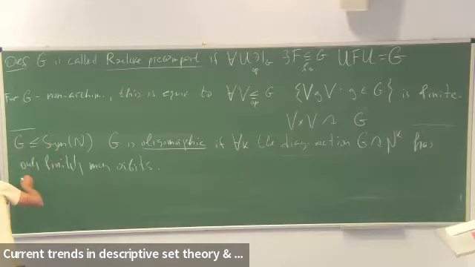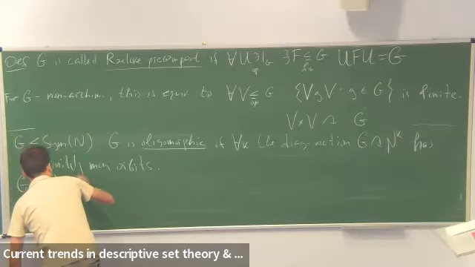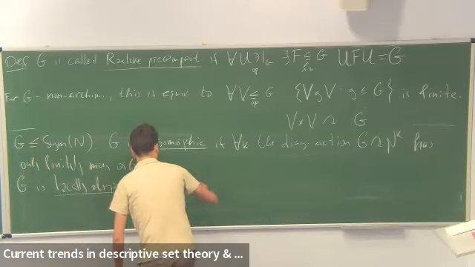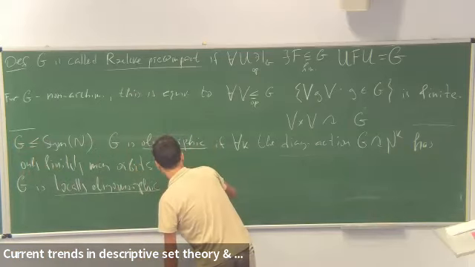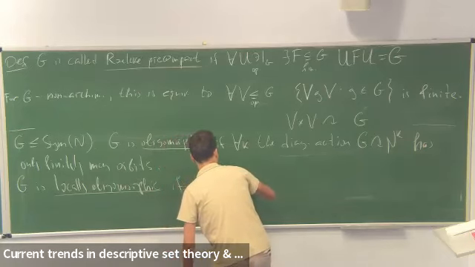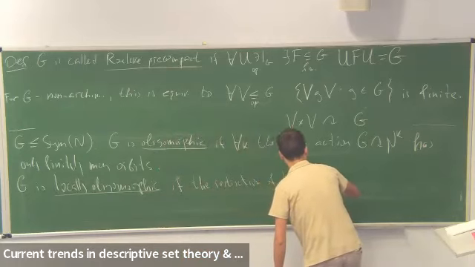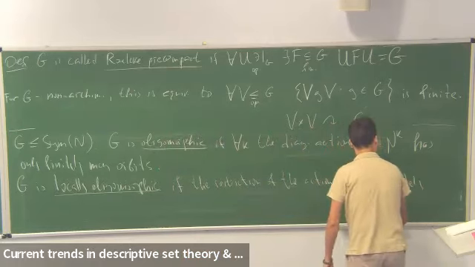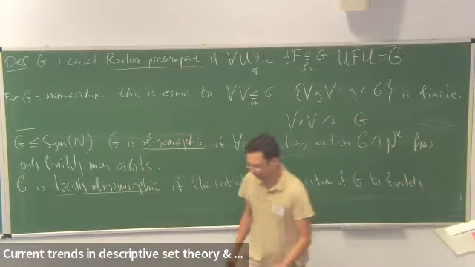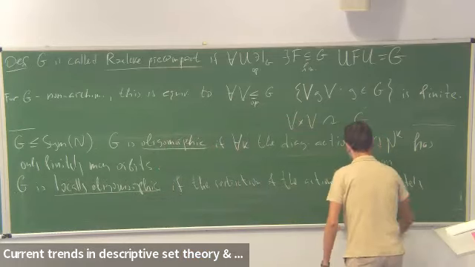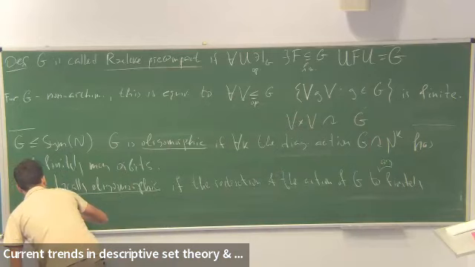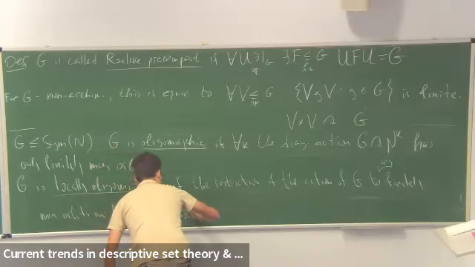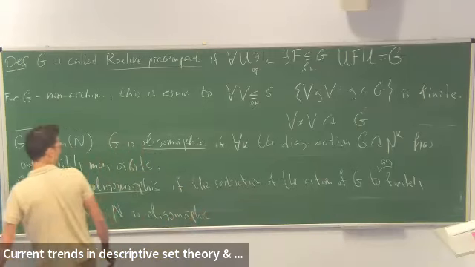Okay, and then one more definition: G is called locally oligomorphic if the restriction of the action of G to any finitely many orbits is oligomorphic. So what does this mean?